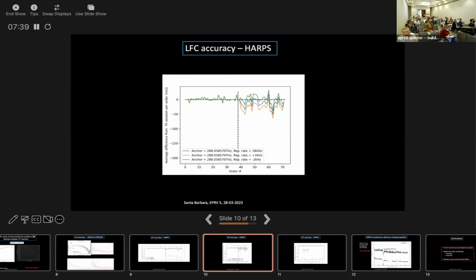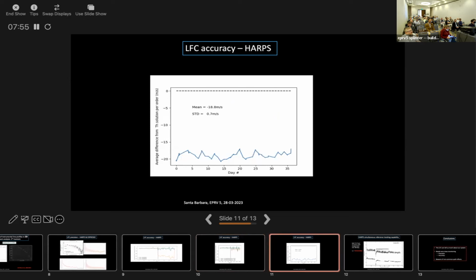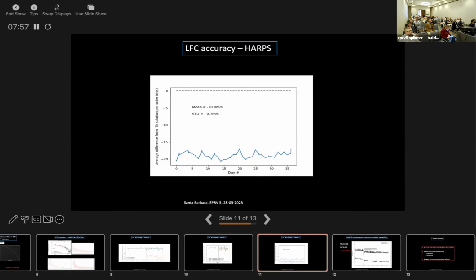In desperation, we even tried what happens if we change, in our computation, the repetition rate, and we see that it could be compatible with a change of repetition rate of 2 kilohertz, but that doesn't really make much sense physically speaking. And if we look over time, this is quite stable. It is an offset of almost 20 meters per second between the thorium solution and the comb solution, with a standard deviation clearly dominated by the thorium.